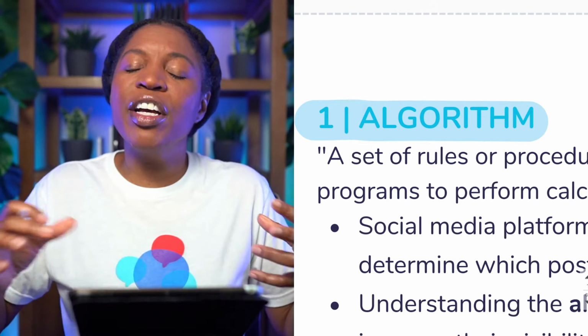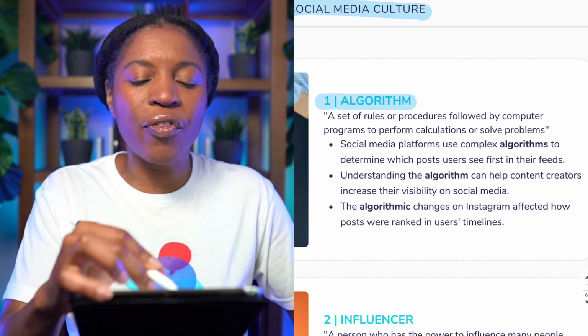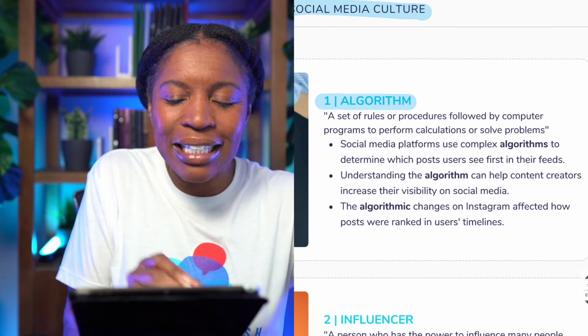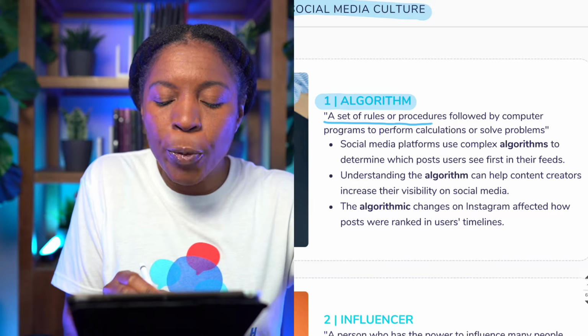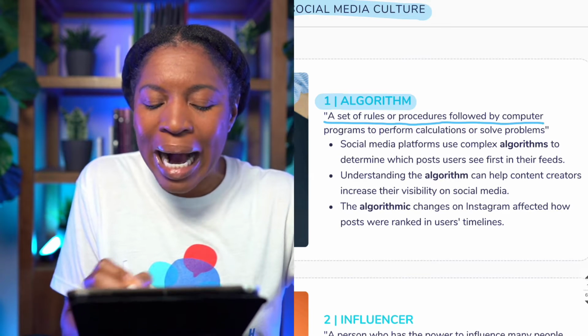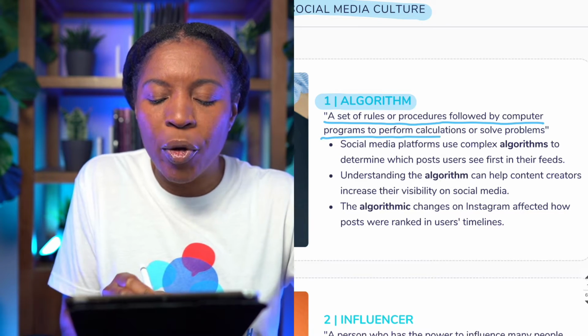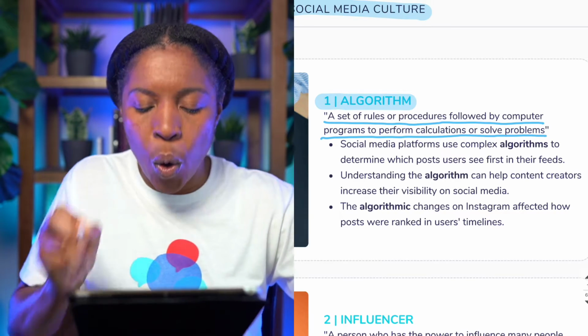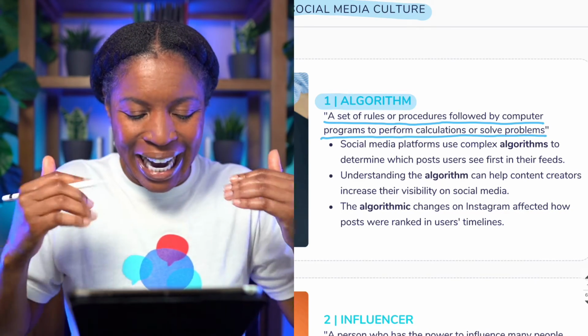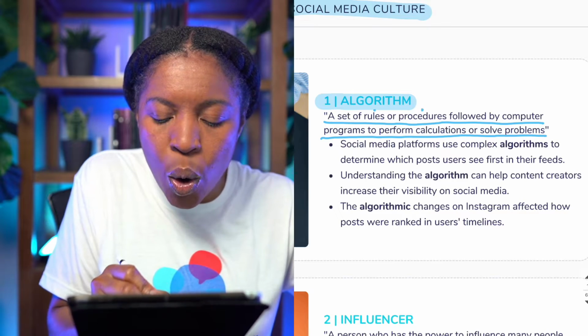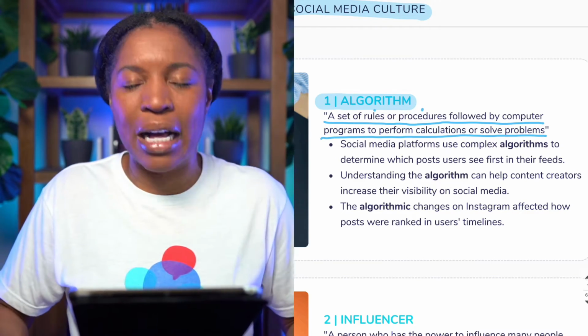Great job. All right, this term algorithm just refers to a set of rules or procedures followed by computer programs to perform calculations or solve problems. Again, a set of rules or procedures followed by a computer. So I want you to think about when you go online, when you go to YouTube, you're watching this on YouTube right now, or when you go to use Instagram or another social media application.